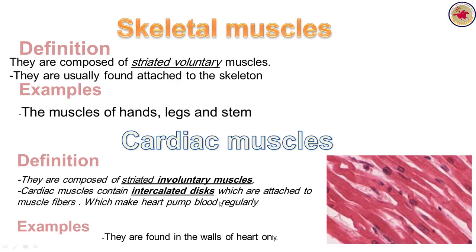The other type is skeletal muscles. Skeletal muscle is striated muscle, so it's voluntary. So the difference is that unstriated is not under your control, or involuntary, while striated means voluntary. Skeletal muscle, from its name, is found with the skeleton, so it helps the skeleton to move: muscles of hands, legs, and steps.